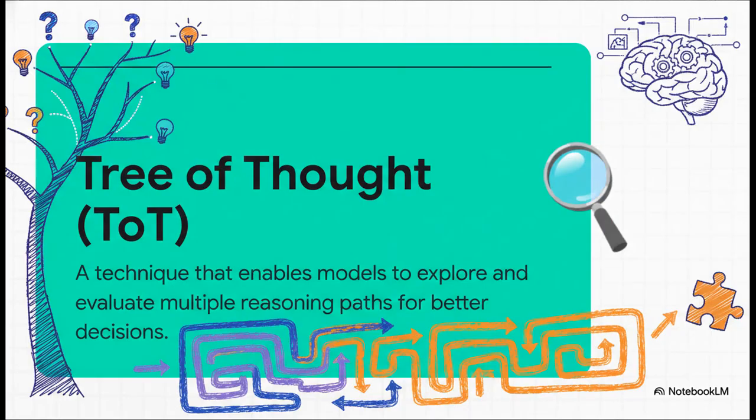This method, tree of thought, or ToT for short, is a huge leap. It lets the model really explore. It can come up with a few possible next steps, judge how good each one is, and like we said, even go back and try something else if it gets stuck.